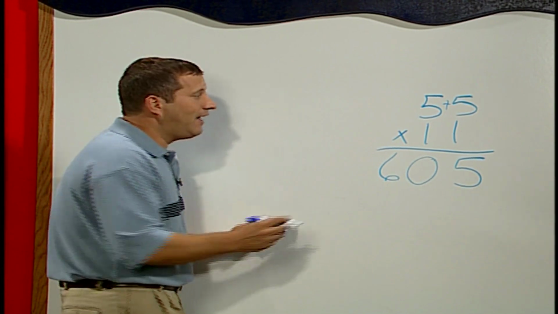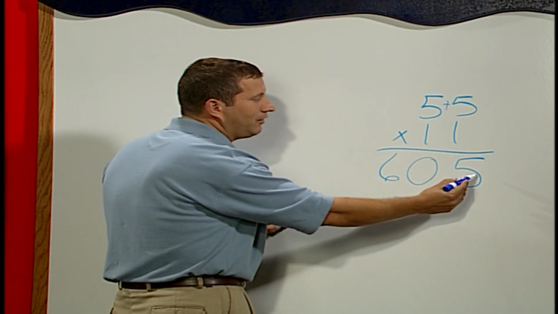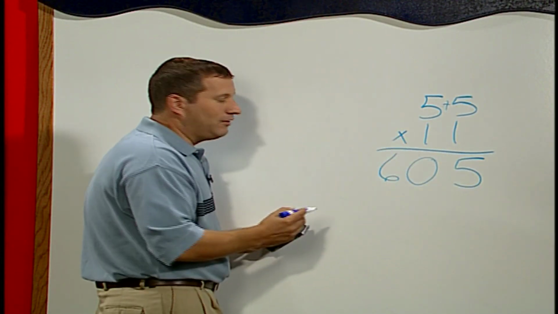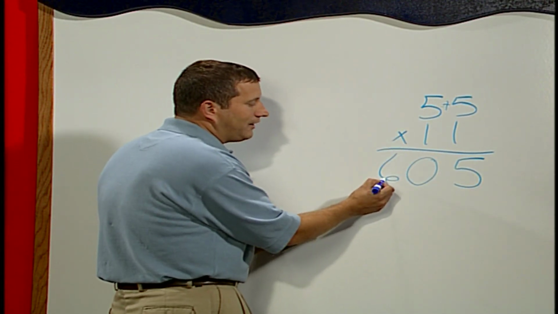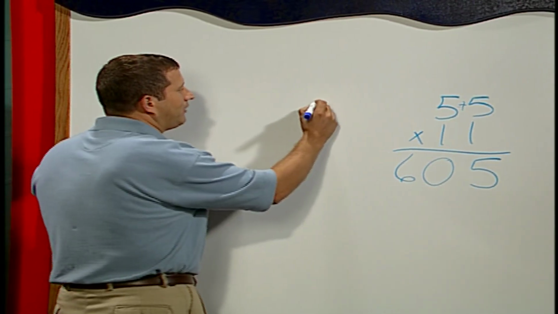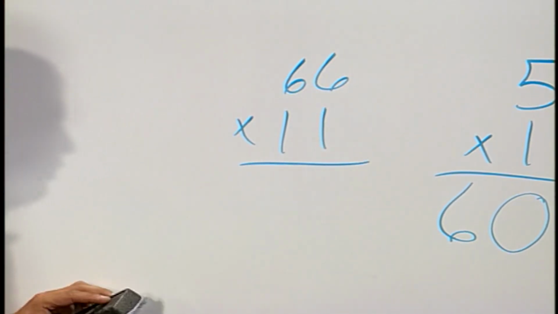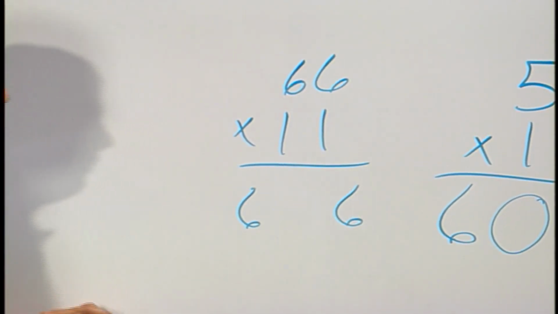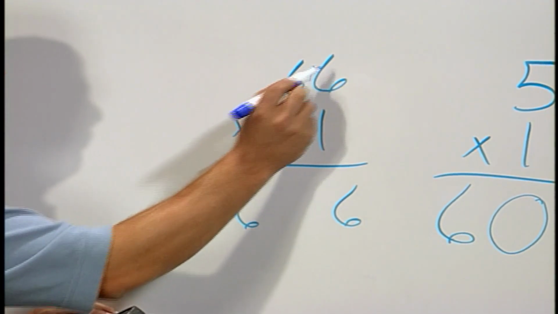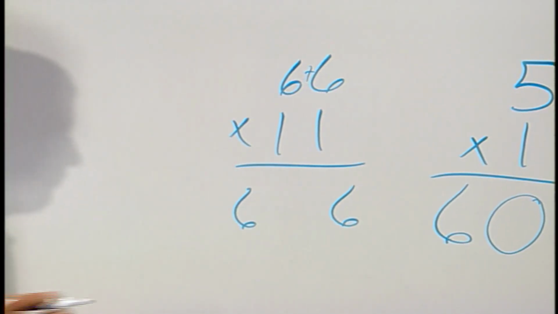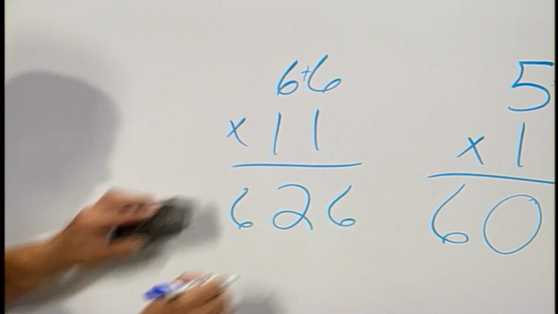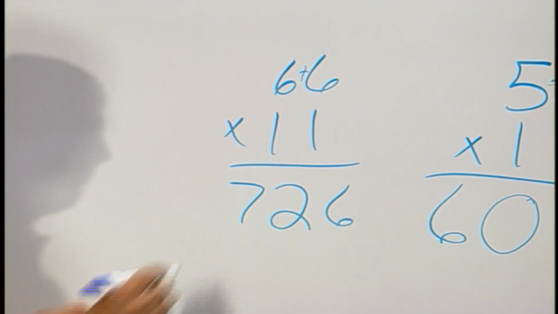Do you see how I did that? 5 here, and then 5 and 5 is 10. So I just added that 1 here and put the 0 in the middle. Let me give you another one. How about 66 times 11? You have a 6 here, a 6 here. And now, what's 6 plus 6? 12. Put the 2 in the middle and add 1 to the 6 and make it a 7.